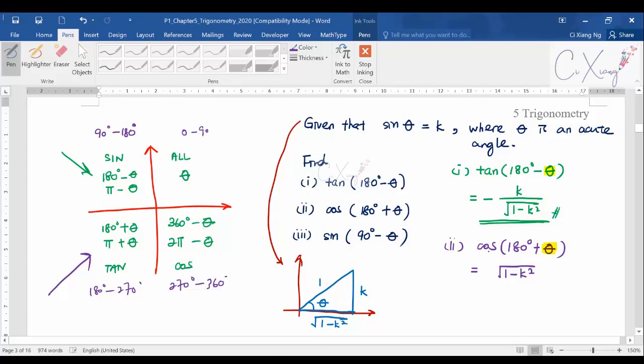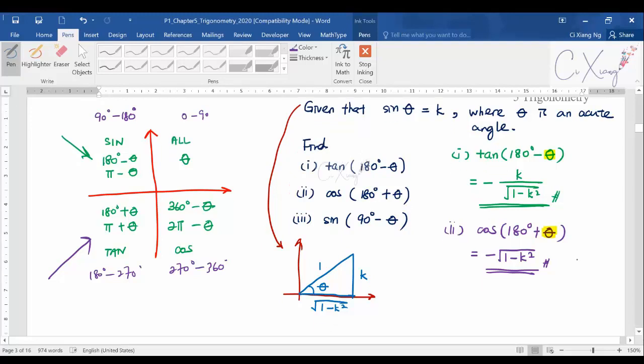And then you look for the sign. This quadrant is in third quadrant. Cos in third quadrant should be negative also. So this will be negative as well. So this is the answer for cos 180 plus theta. Okay? All right. Then how about for the next part, part number 3?